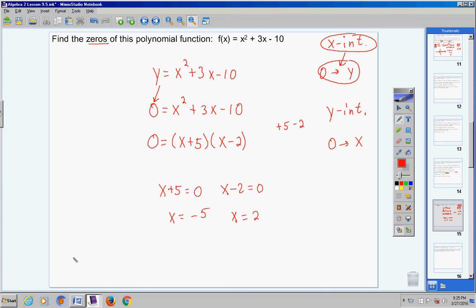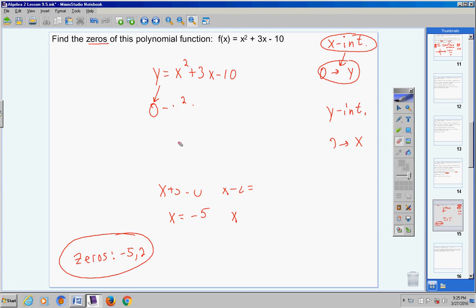So the zeros for this function are negative 5 and positive 2. Now if you don't believe me, plug it in and watch what happens. Put a negative 5 in. Negative 5 squared is 25. Put a negative 5 here. 3 times negative 5 is negative 15. Bring down your negative 10. Negative 15, negative 10 is negative 25. 25 minus 25 is 0. So when you put negative 5 in, what did you get out?